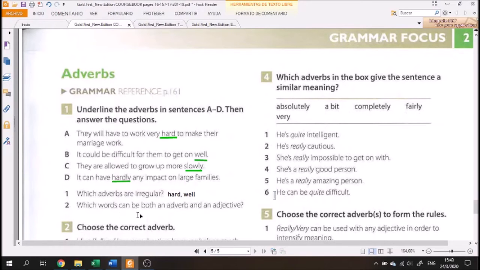Which words can be both an adverb and an adjective? Which of these four words that we have underlined can work as both adverb or adjective? Well, same answer, hard and well. Depending on their use, they can be used as an adverb or as an adjective.